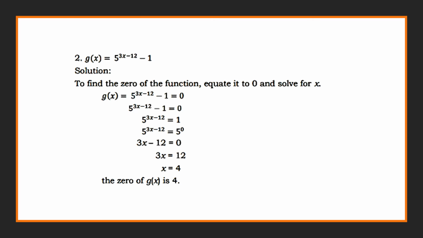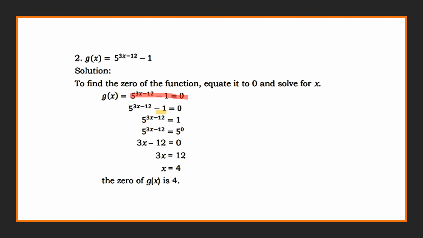Now, how about in this example? g of x is equal to 5 raised to 3x minus 12, minus 1. Yung minus 1 niya ay hindi exponent. To find the zero of the function, equate it to 0 and solve for x. So, ito na lang ang equate mo kay 0. So, 5 raised to 3x minus 12 minus 1 equals 0.